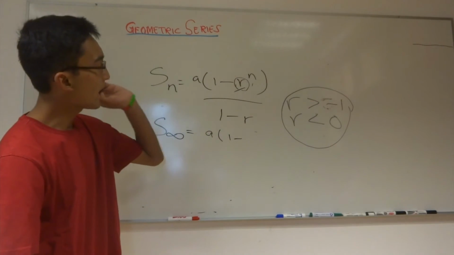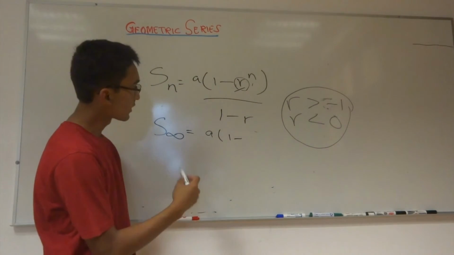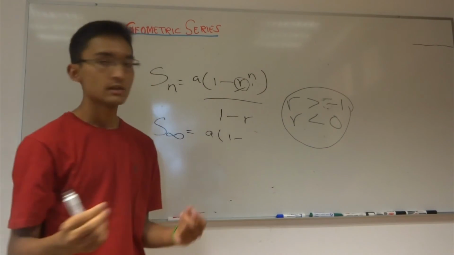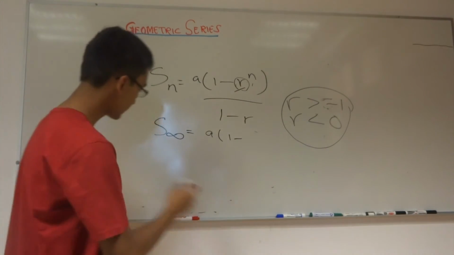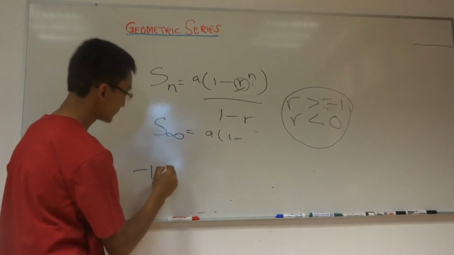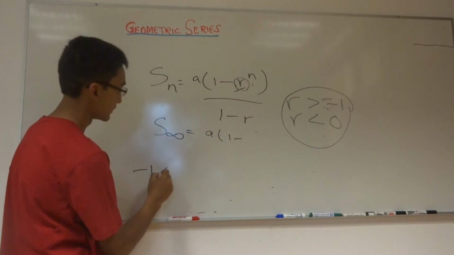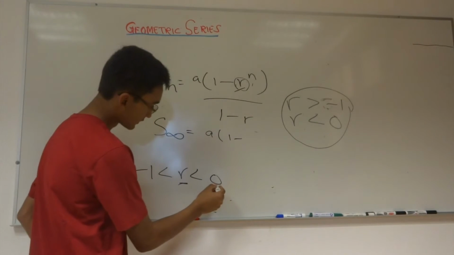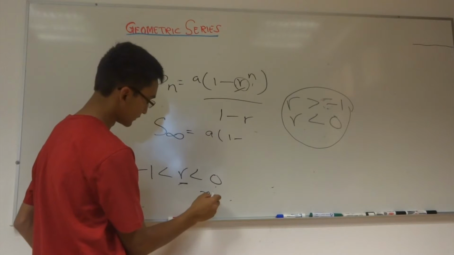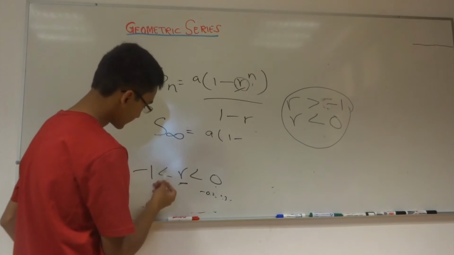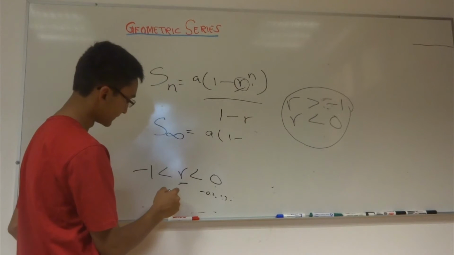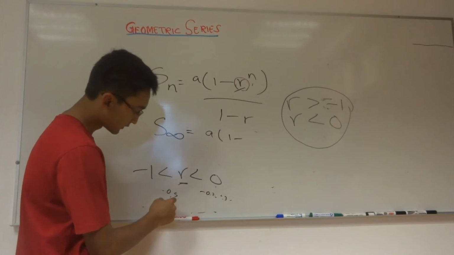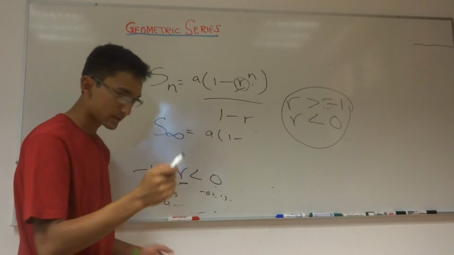Because r keeps multiplying, and because it's such a small number, it's basically negligible. Consider this one: it's greater than -1 and smaller than 0, so it'd be like -0.2, -0.3, -0.5. When you multiply this, you'll get 0 point something something something.